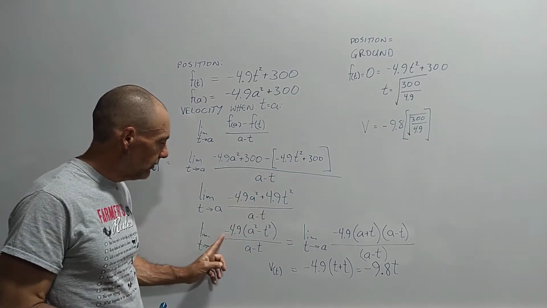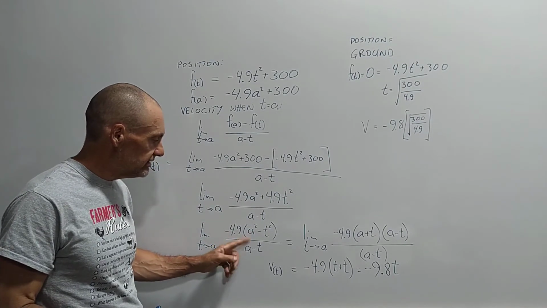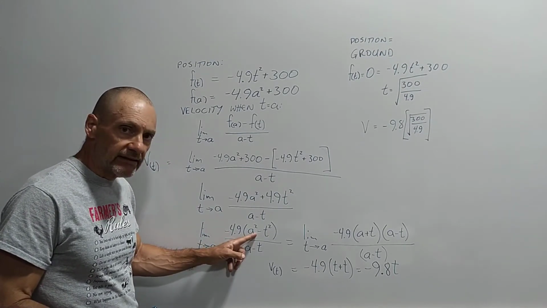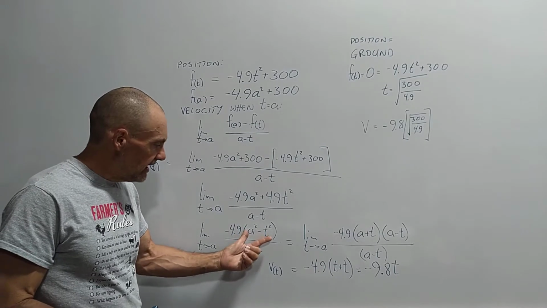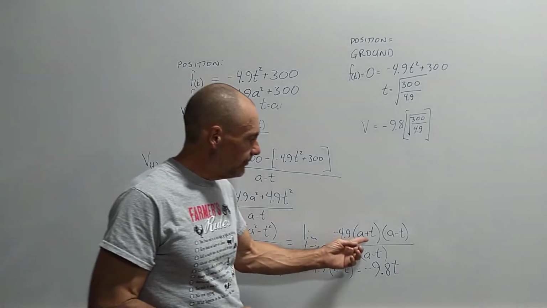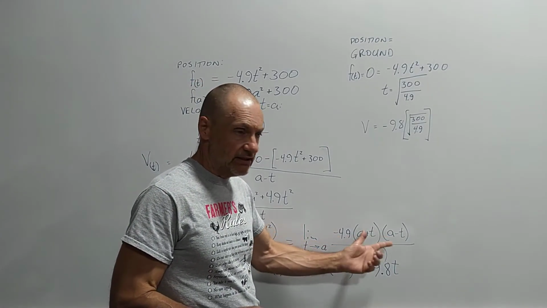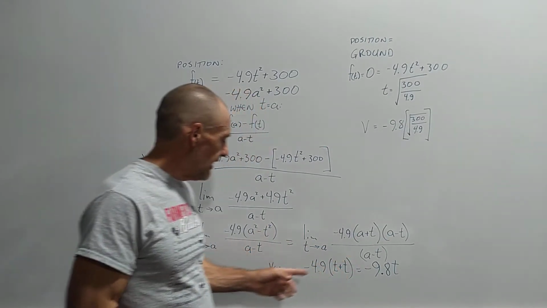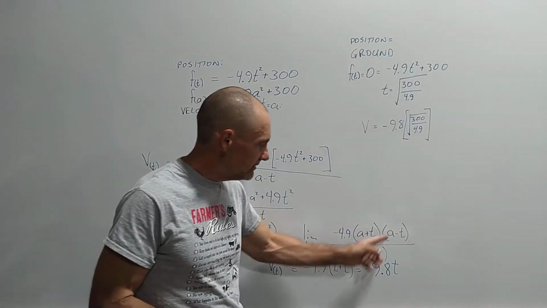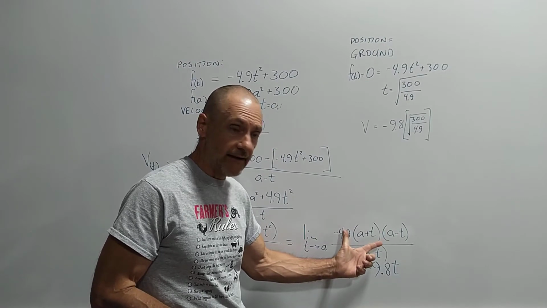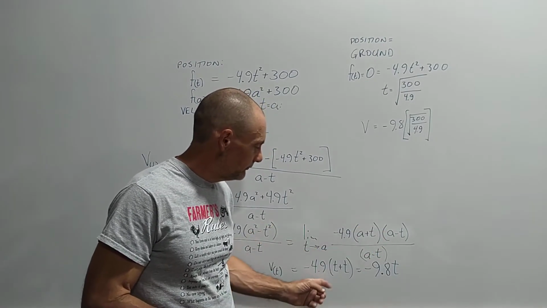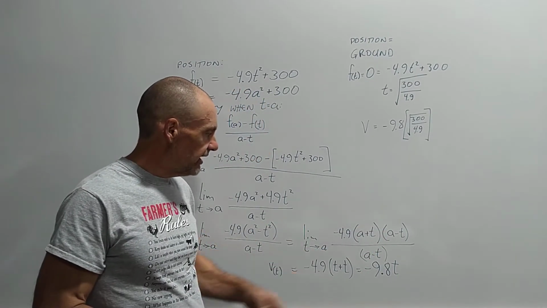Factor out the negative 4.9. You end up with this. Now you have a squared minus t squared. You should recognize this as a plus t times a minus t. We see this a lot. Then you've got a minus t over a minus t. It's a factor here, so you can cancel it. We end up with this, negative 4.9 times a plus t.